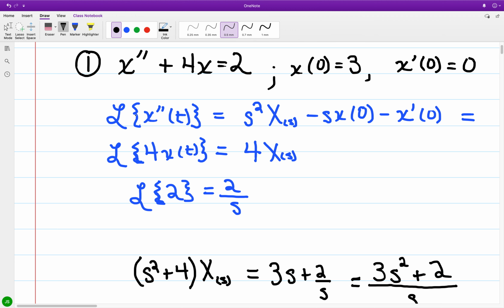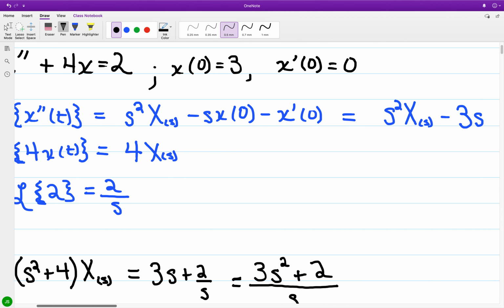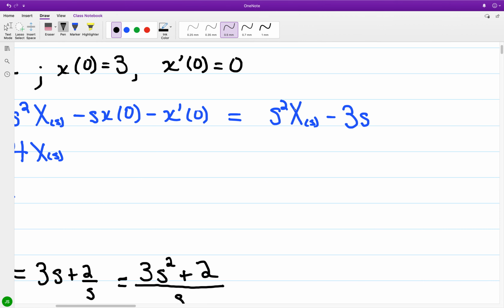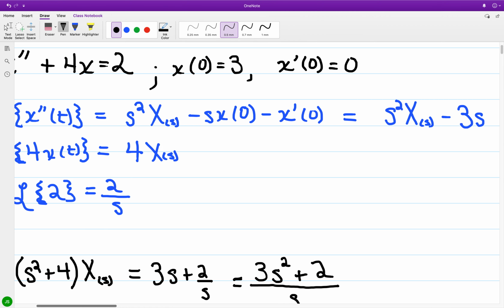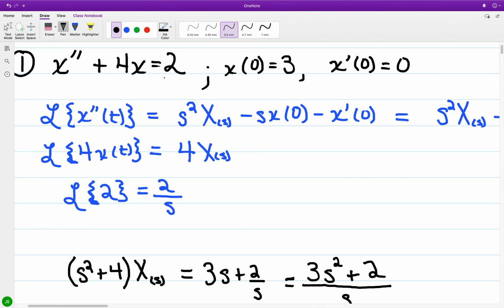So we have for the Laplace transform of x double prime, again we have s squared times the Laplace transform x of s minus s times x naught, and again we have x naught equal to 3, and we have minus x prime naught, which is 0. And so we have s squared times the Laplace transform x of s minus 3s. And for the other terms, for 4x, the Laplace transform is equal to 4 times the Laplace transform x of s. And for 2, the Laplace transform of 2 is equal to 2 over s.